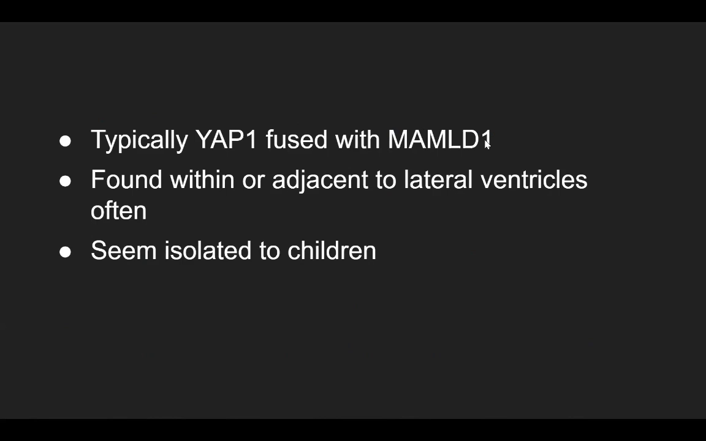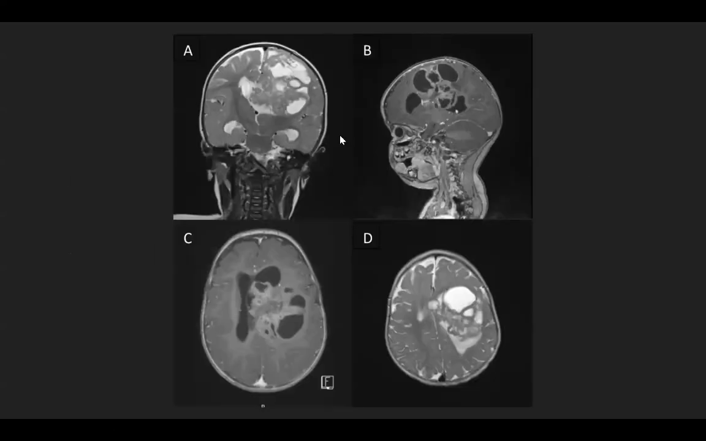I think I would have to mute that out during the YouTube upload. But they are found within or adjacent to lateral ventricles often, and they seem isolated to children. Supratentorial ependymomas, which were ZFTA positive, can be found in a slightly older age group. YAP1 is confined mostly to children. So look at a very interesting supratentorial presentation.